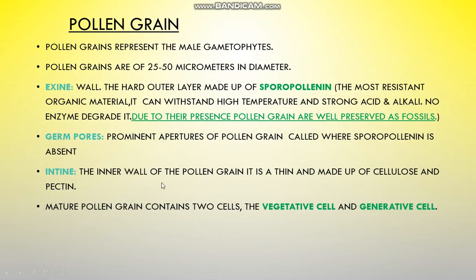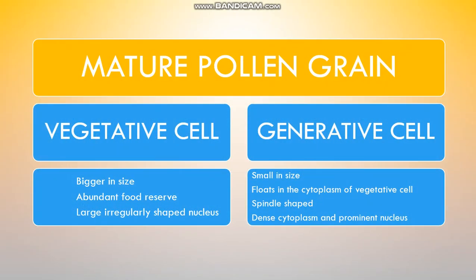Now, the inner wall layer is known as intine and it is made up of cellulose and pectin. And a mature pollen grain contains two cells, the vegetative cell and generative cell. In exams, you may get a question like: write the difference between the two cells present in the mature pollen grain. So you should know the difference between vegetative cell and generative cell. The vegetative cell is bigger in size, the generative cell is smaller in size.